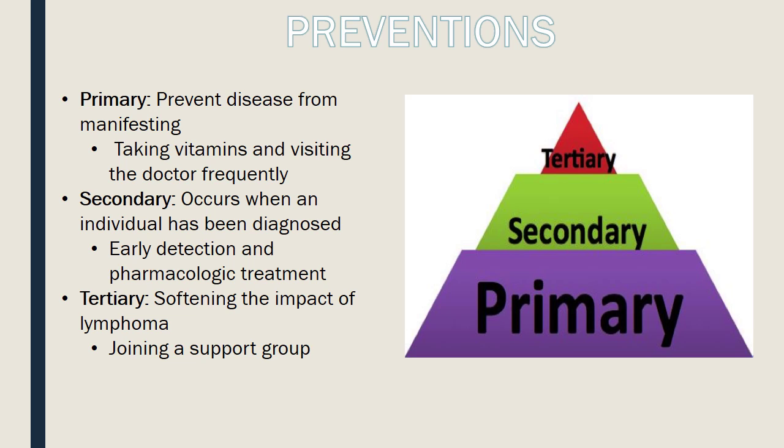Secondary prevention is implemented to prevent the cancer from worsening after the diagnosis is confirmed. This can be done by early detection, effective pharmacologic treatment, monitoring for metastasis, and knowing the signs and symptoms of infection. Lastly, tertiary prevention is implemented to soften the impact of lymphoma. This can be done by being cautious of infectious environments, attending follow-up appointments, learning how to do a lymph node self-examination, and attending support groups in order to express feelings and concerns.